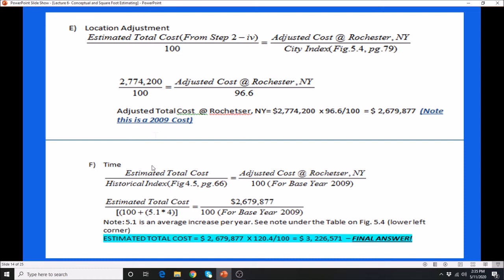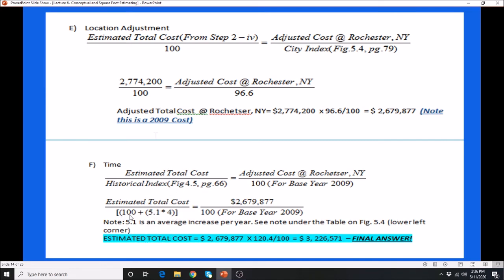We need to adjust that based on time. For the time, we have the estimated total cost, the adjusted cost in Rochester, that is 2,679,000. That's from the previous step. You will notice that from 2009 to 2013, that's 2010, 2011, 2012, 2013, corresponds to a 4-year difference. And as I mentioned a while ago, at the bottom of the historical index, for you to be able to project the increase per year, it is equivalent to about 5.1.